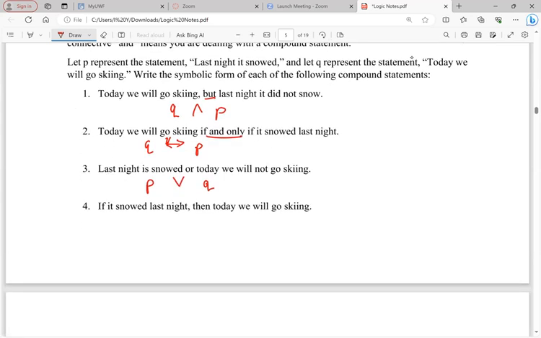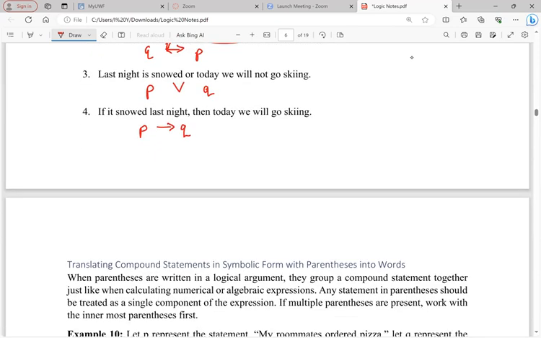If it snowed last night, then today we go skiing. So it snowed last night is P. Today we go skiing is Q. And it's an if then. So it's a conditional. There we are.